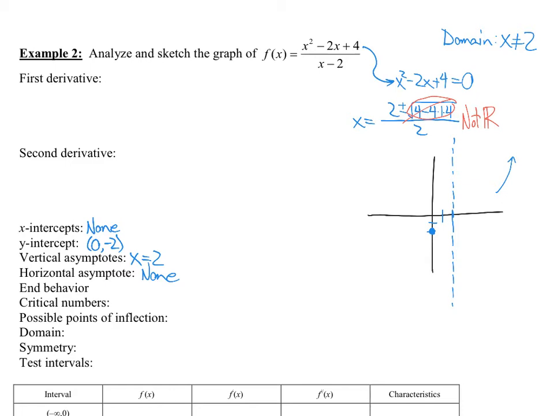Because both values are positive. And if you think about the top and the bottom, the parabola on the top looks like this, and the line on the bottom looks like this. So negative infinity goes where? To negative infinity, because it'll be a positive over a negative. So if you think about the pieces here and where they're going, that'll help you figure out where the whole thing goes.